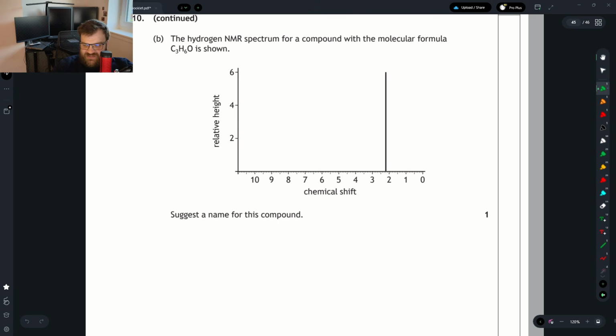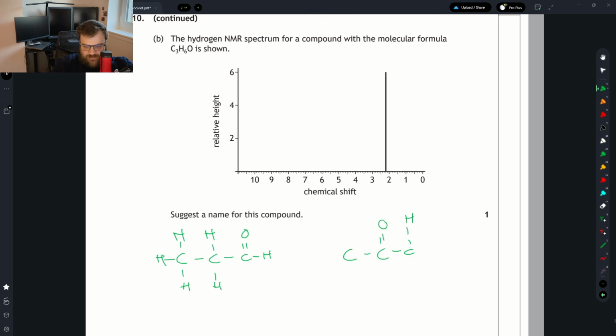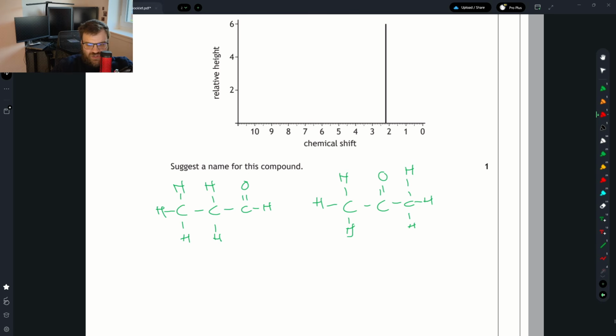With C3H6O, your two potential options would be propanal, where the double bond O would be here, or propanone, where the double bond would be in the middle. In the first one, there would be 3 different environments, because this is a hydrogen right beside a C double bond O. You've got a CH2 between C double bond O and a CH3, and then a CH3 beside a CH2. Whereas in this one, both of the ends are right beside a C double bond O. So this means that our chemical would have to be propanone.